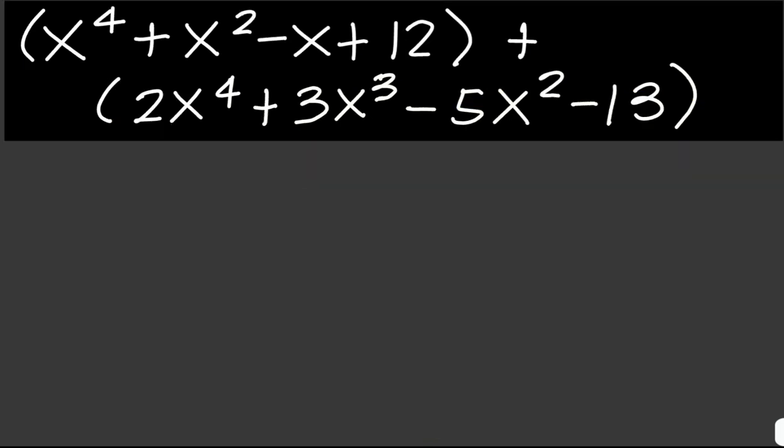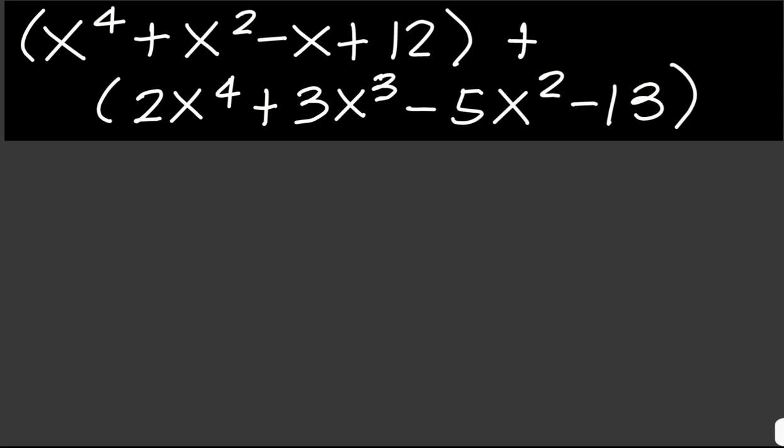Let's solve another problem here. So this one we add two polynomials. We're given x to the fourth plus x squared minus x plus 12, plus 2x to the fourth plus 3x cubed minus 5x squared minus 13.